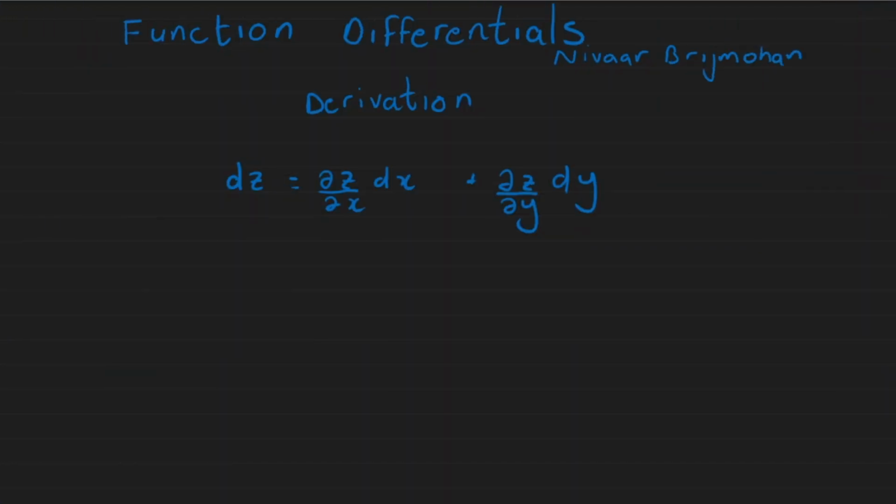Hi there. In this video, we're going to be looking at function differentials. We're going to be looking at the derivation of a very important relation that we're going to use in future videos. It forms a lot of the basis of the work that follows. And the relation is dz is equal to ∂z/∂x times dx plus ∂z/∂y times dy. So where does this relation come from?